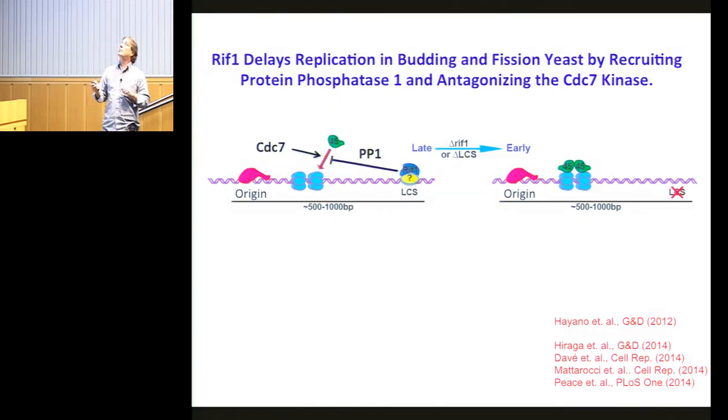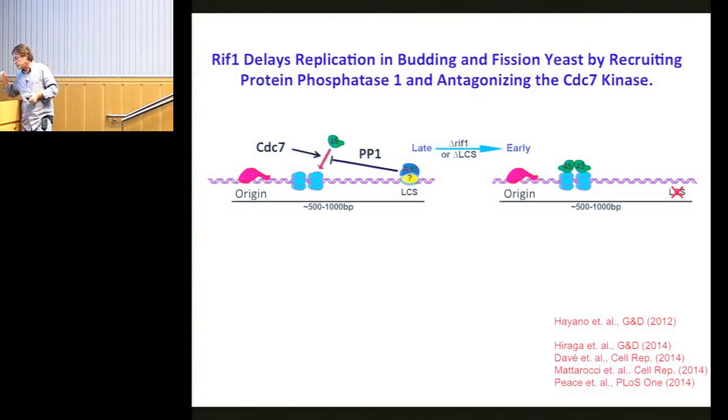So basically what RIF1 is doing, wherever it binds, it's not known where it binds in budding yeast. In fission yeast, it binds several kb from origins. But wherever it binds, it's going to attract the phosphatase, which is going to antagonize the kinase, which is going to delay initiation of replication. So if you delete RIF1 or you delete the sequences that RIF1 binds to in yeast, then you're going to get an origin that fires earlier.